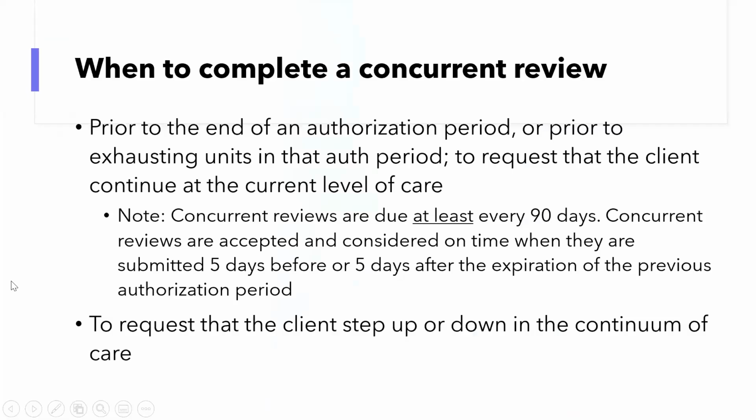Okay, so first thing is when to complete a concurrent review. These are due prior to the end of an authorization period or prior to exhausting units within that authorization period, or to request that the client continue at the current level of care. Concurrent reviews are due at least every 90 days, and they are accepted and considered on time when they are submitted 5 days before or 5 days after the expiration of the previous authorization period.